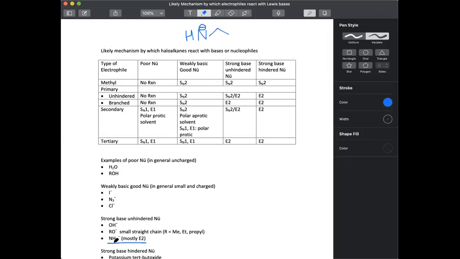This is the case for just hydrogens, mostly E2. But what happens if we put on an ethyl? Now it's even more E2, because it's an even stronger base, and plus it's even more hindered now. Okay, cool? So if it was anything besides that amide, it would be both, but because it's NH2 minus, it would just be E2.